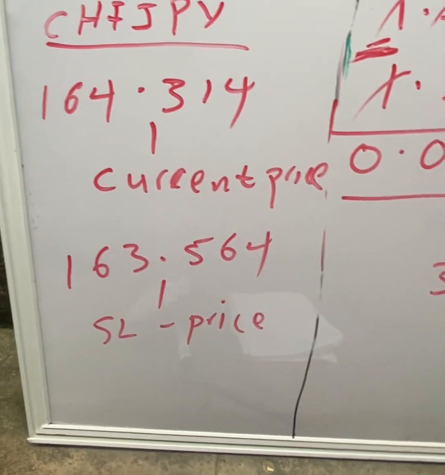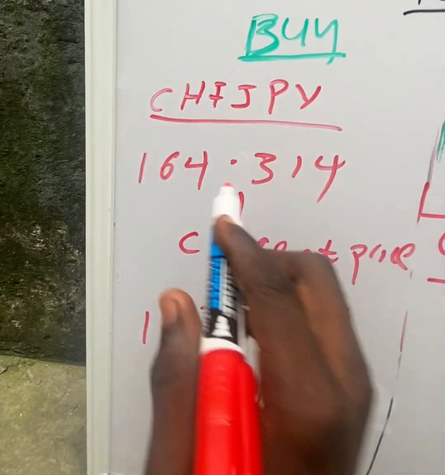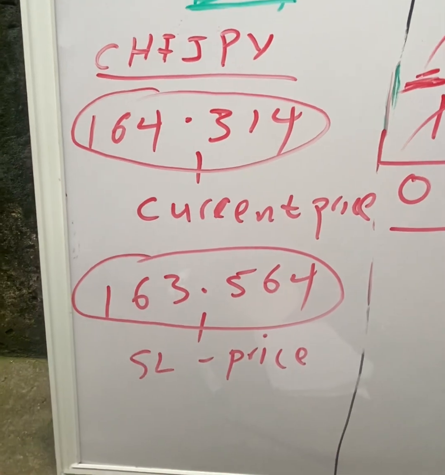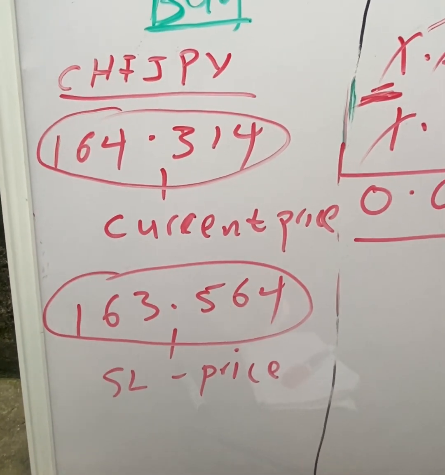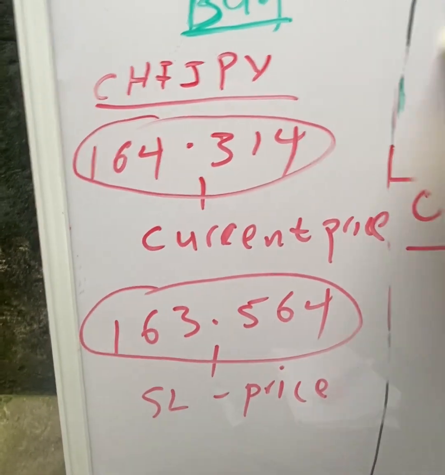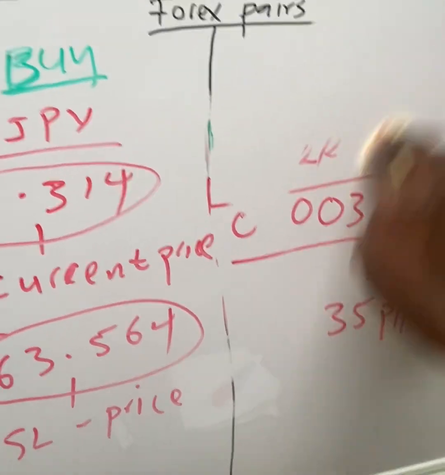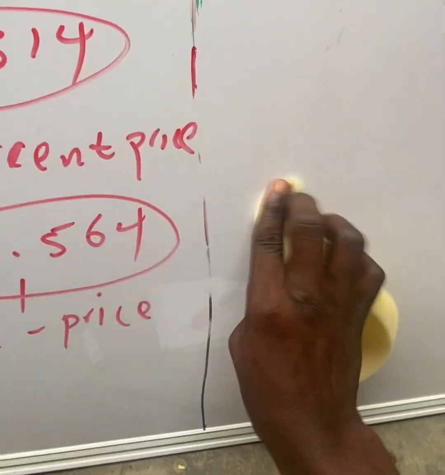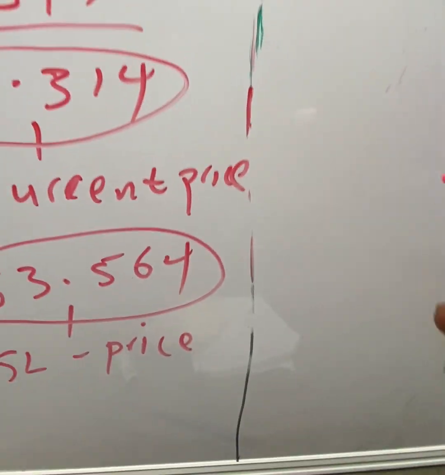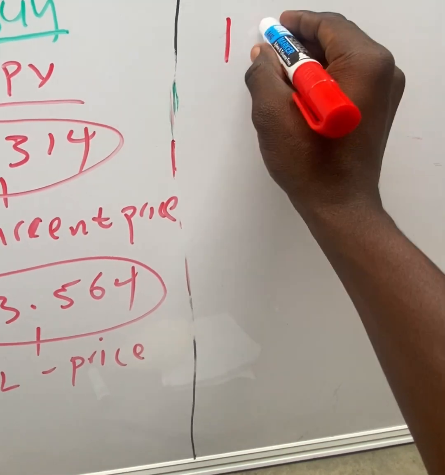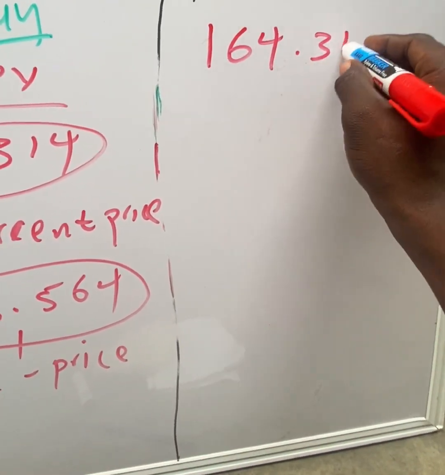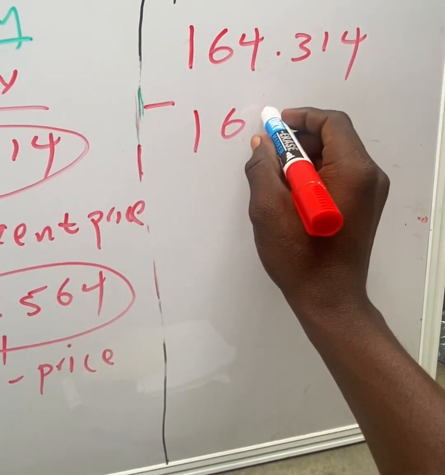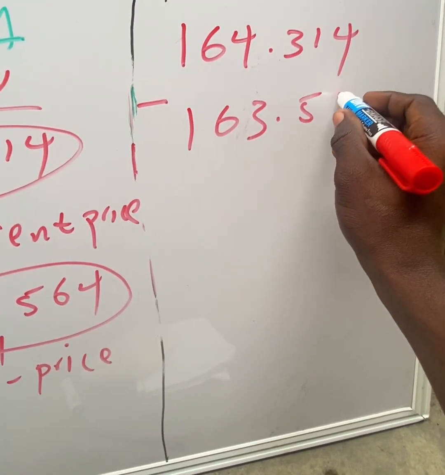So how do we determine the amount of pips we're risking in this trade? This is the current market price. This is the stop loss price. So this is how we do that. What you just have to do is put out the current market price, 0.314, then you subtract the stop loss price from it, because we are buying.